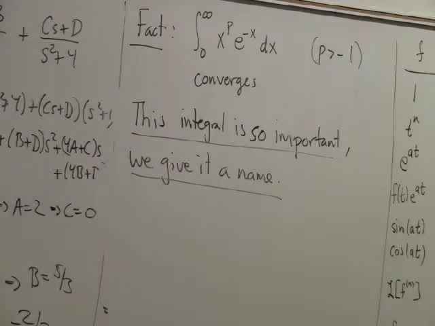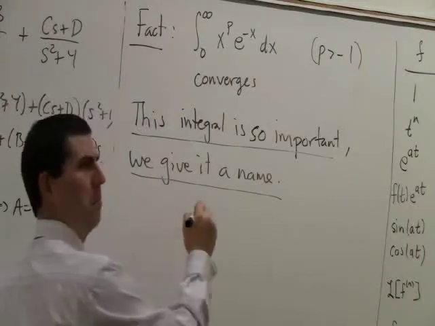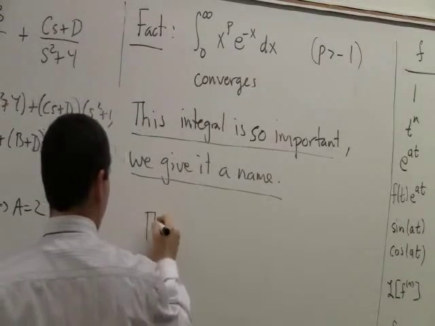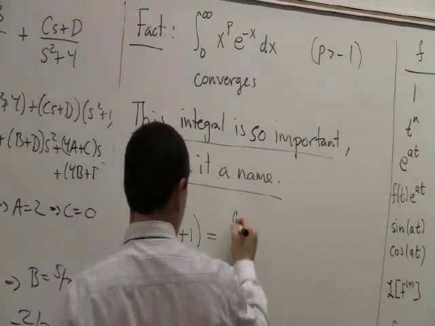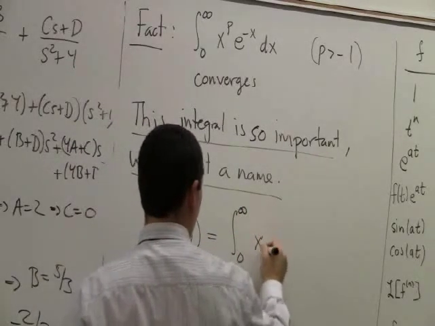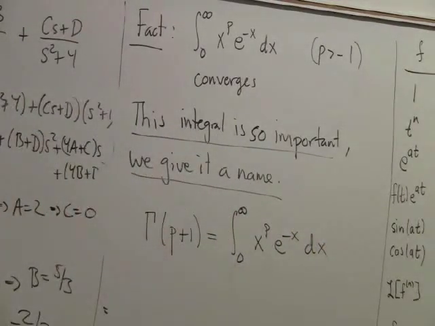I underline it. It's so important. Okay. So we're going to call this gamma of p plus 1. Okay, and this is really meant to do that. Okay, so we're going to have a new function, gamma.